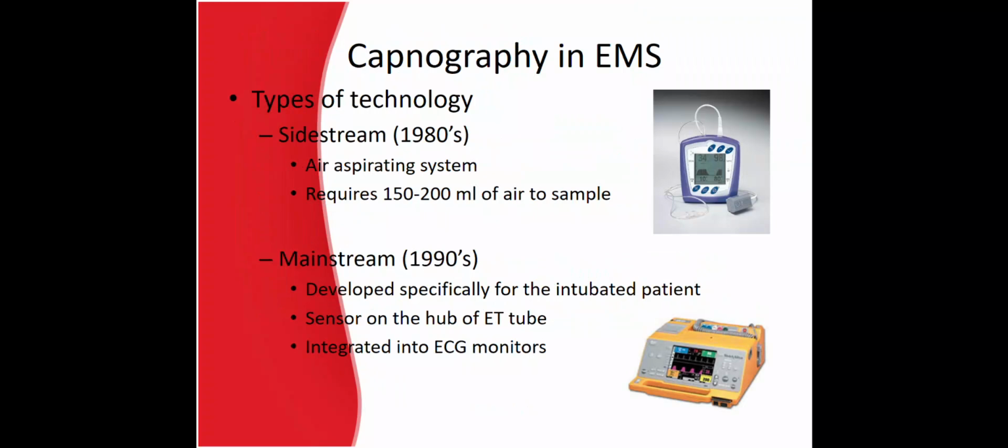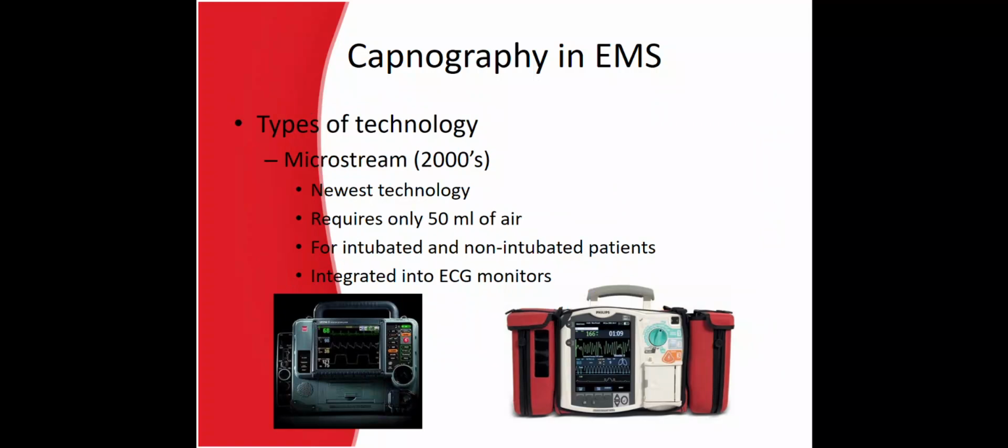Technology has improved since the early capnography devices. In the 1980s, the devices required up to 200 milliliters of air to get a sample. In the 1990s, new technology was developed specifically for intubated patients. It provided a sensor on the hub of the ET tube and was integrated into many ECG monitors. In the 2000s, as technology improved, only 50 milliliters of air is required for sampling.